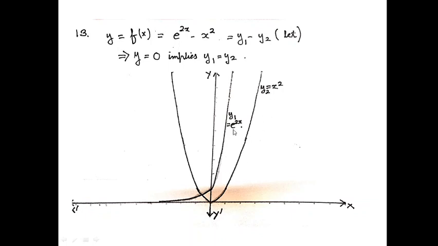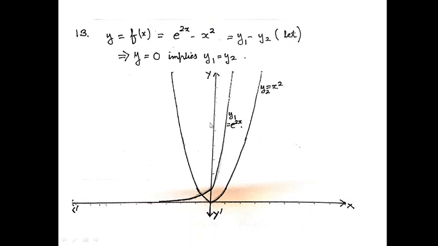Now the approximate value of e is 2.71. 2.71 squared will give you 7.3. And if you go for x equals 1 in y2 equals x square, it will give you 1. So the line y equals e power 2x is more steep. In the positive direction it will never intersect y2 equals x square. So for positive x you have no solution.